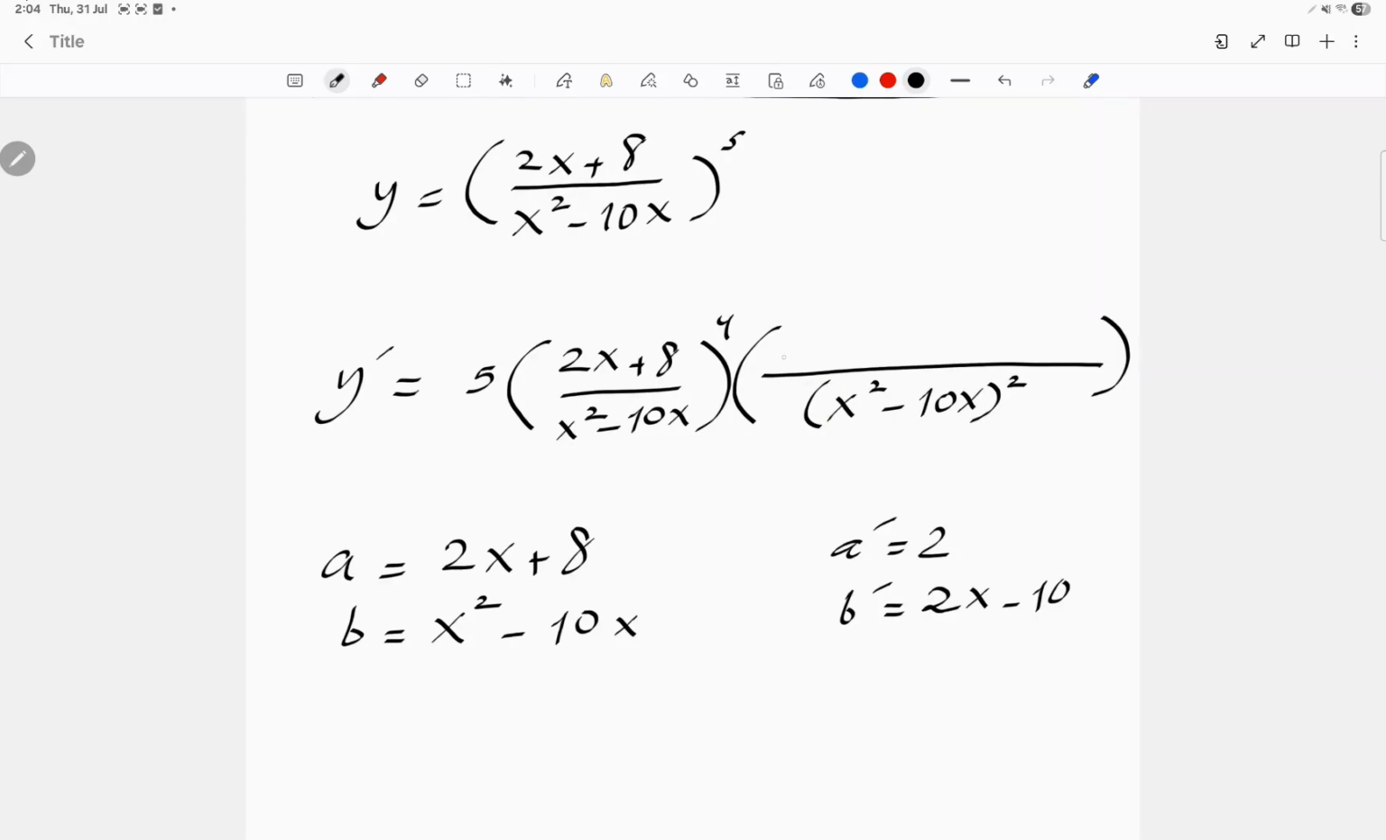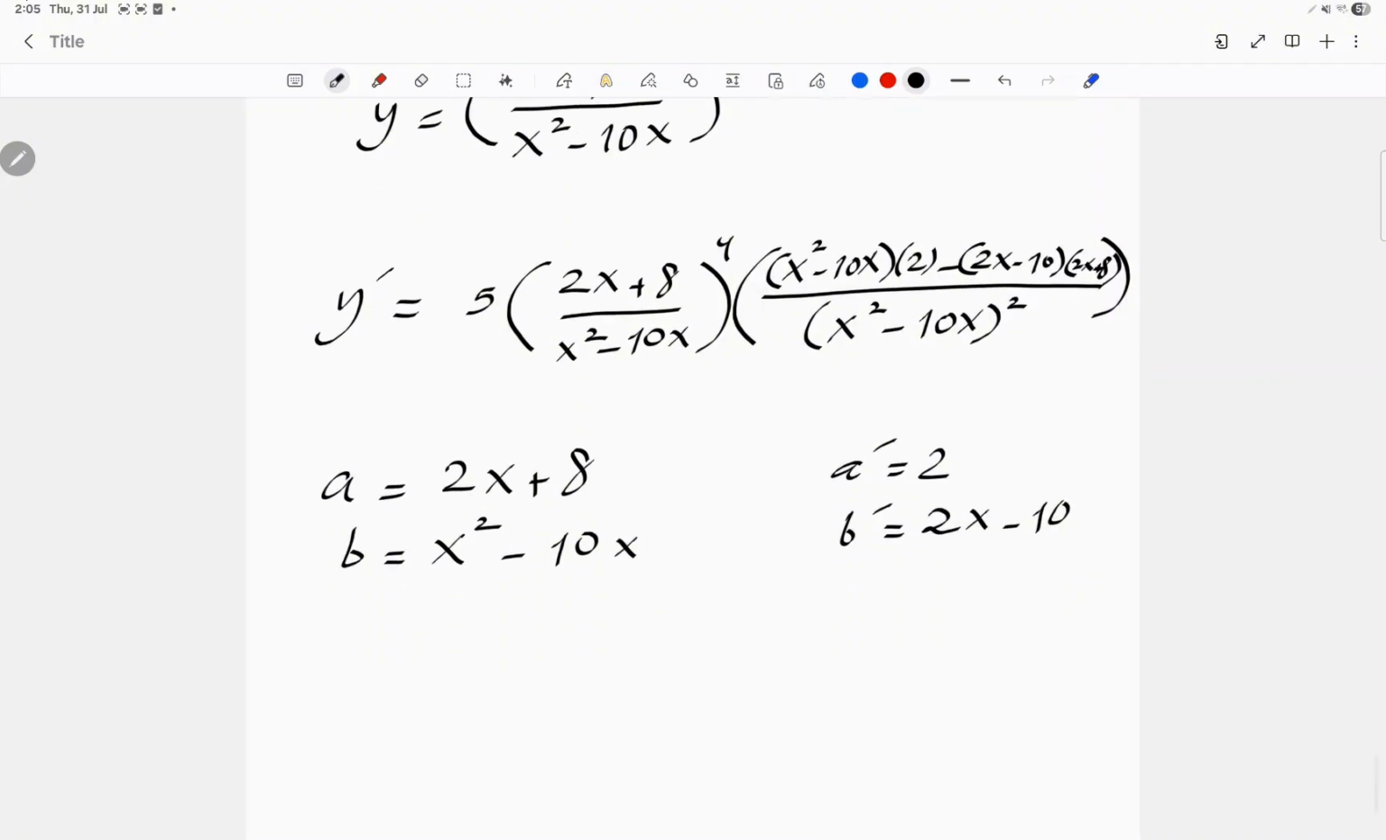On top, b times a prime minus b prime times a. Easy. No, just leave it like this. Multiple choice, this one comes out.